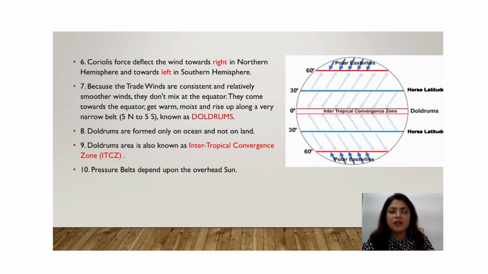Coriolis force deflects the wind towards the right in the northern hemisphere and towards the left in the southern hemisphere. Because the trade winds are consistent and relatively smoother winds, they do not mix at the equator, as I told you earlier. They come towards the equator, they get warm, moist and rise up along a very narrow belt known as doldrums. Doldrums are formed only on ocean, not on land. This is an important topic which you can mark also. Doldrums are formed only on ocean, not on land.